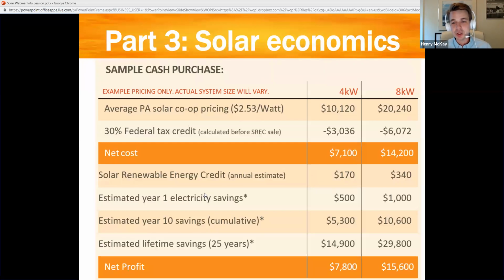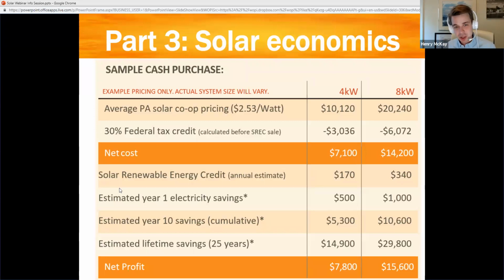And so at that rate, we'll say a mid-sized 8 kilowatt system, so the bar on the right here, that sticker price is going to be $20,240. Now you can take a 30% federal tax credit off of that, so that takes $6,000 off of that sticker price, and that leaves you with a net cost of about $14,000. So that is a tax credit.